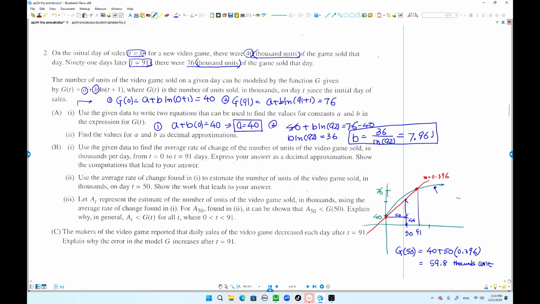All right, go next, part B. Use the given data to find the average rate of change. Average rate of change is between 2 points, right? Actually, average rate of change is the slope of the secant, from 0 to 91. The graph will look like this. When you make a line through these 2 points, this line is called a secant. Average rate of change, AROC, equals the slope of the secant.